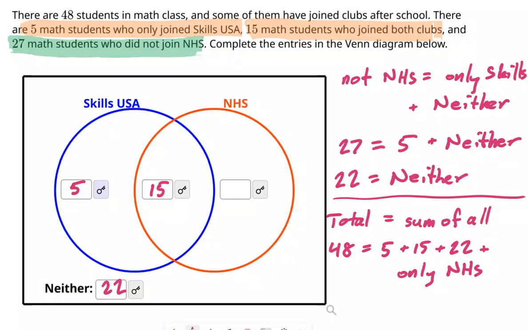So if I add these together, 5 plus 15 plus 22, I'm going to get 42. So this becomes 48 equals 42 plus only NHS. And then we subtract over and we get 6 as our final answer. 48 minus 42 is 6.